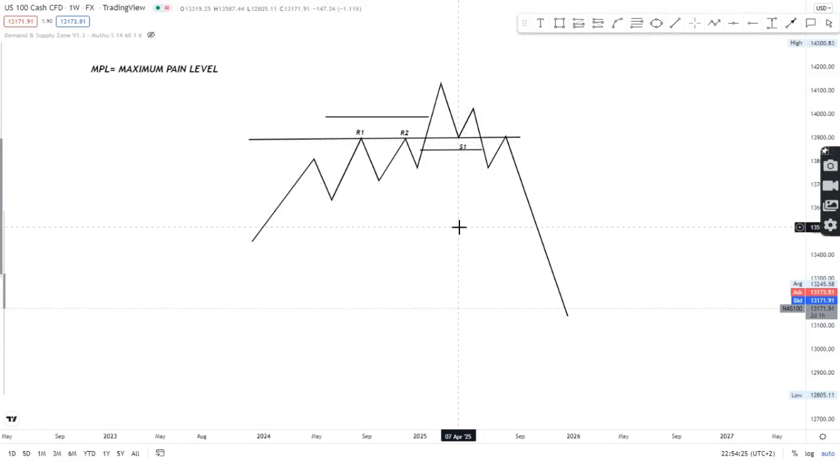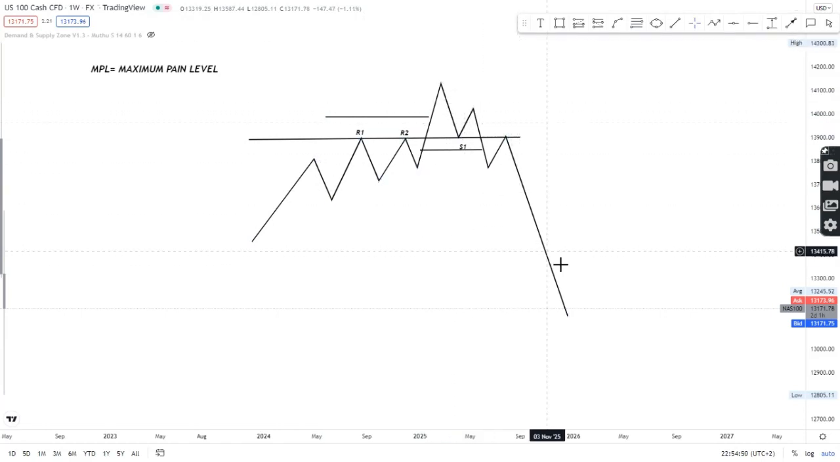How are you going to feel? You're going to feel pain. You're going to experience pain, ladies and gentlemen. Okay, that's the reason why it's called maximum pain level. It's because you get stopped out several times, and then you end up what? Market ends up going in a direction. You wanted to sell here, but price had to take you out first, and then go to the upside.